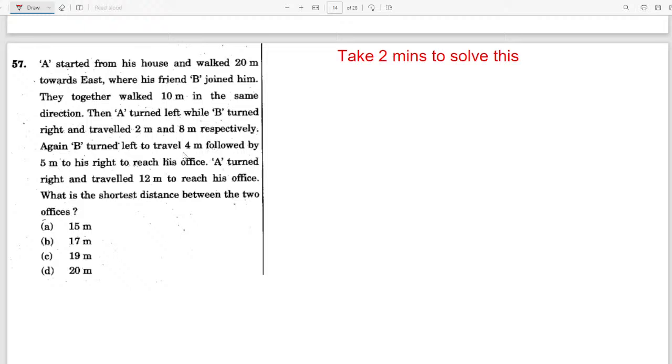Again, B turned left to travel 4 meters followed by 5 meters to his right to reach his office. A turned right and traveled 12 meters to reach his office. What is the shortest distance between the 2 offices?